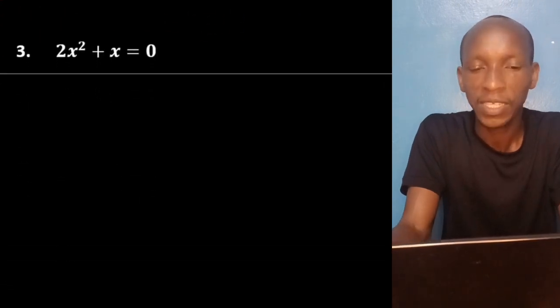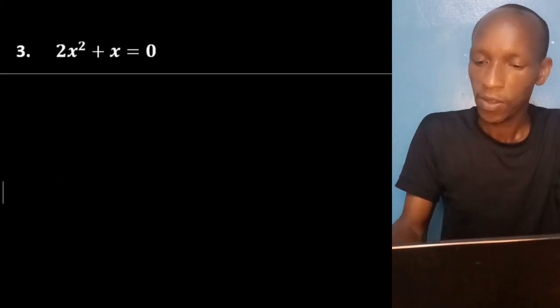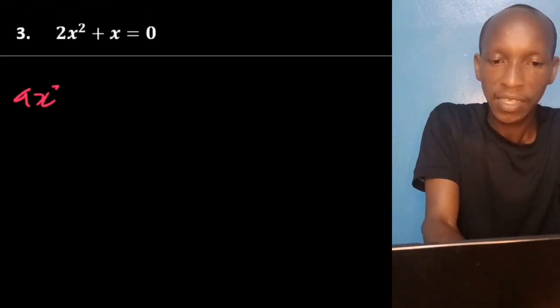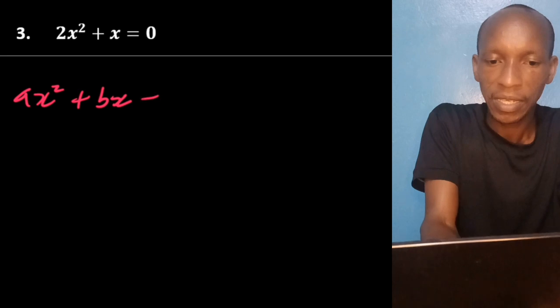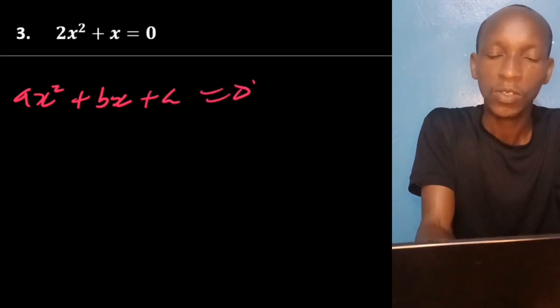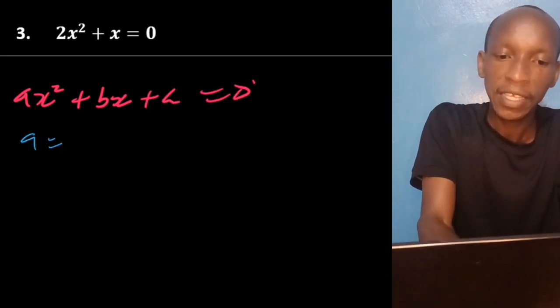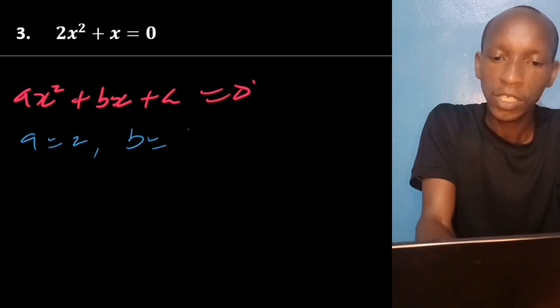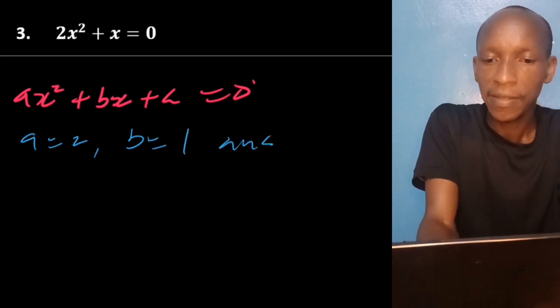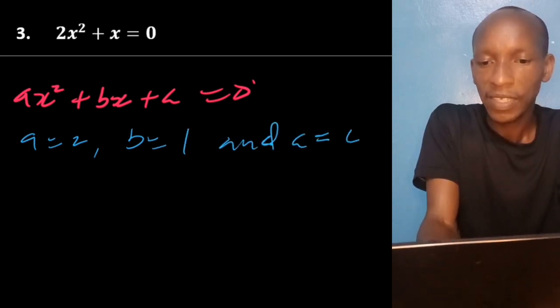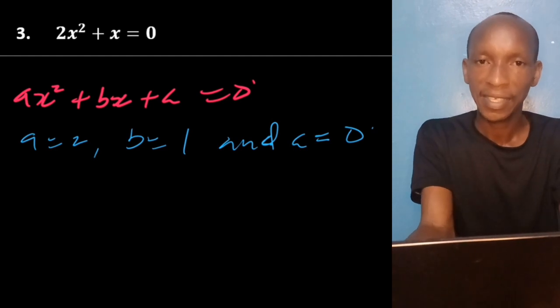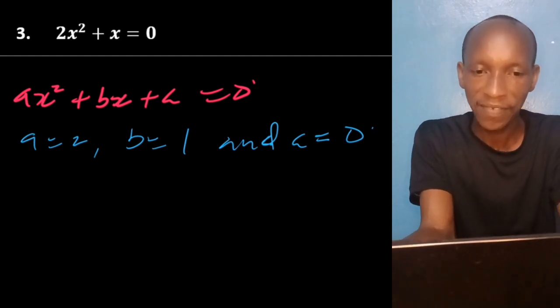Example 3, 2x squared plus x is equal to 0. All quadratic equations take the same format that we said: ax squared plus bx plus c is equal to 0. So for this, a is 2, b is 1, and c is not given, so that means that c is not there, and it is 0. If it is missing, it's therefore 0.